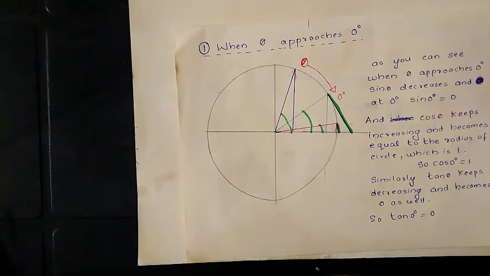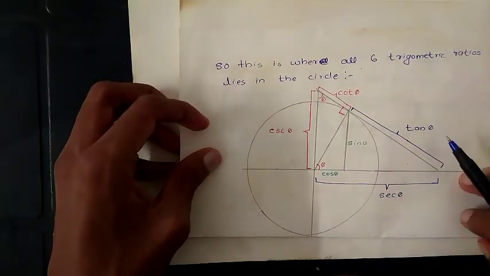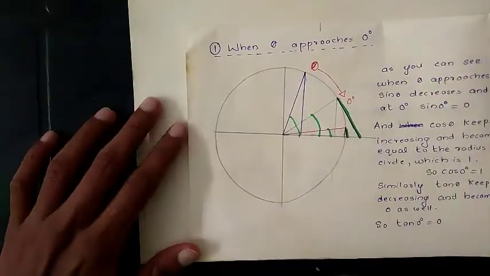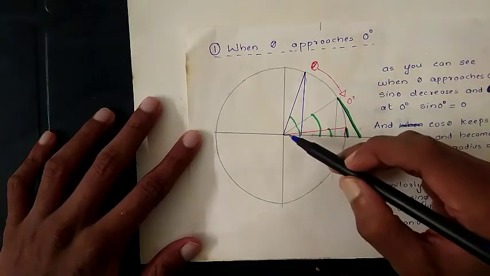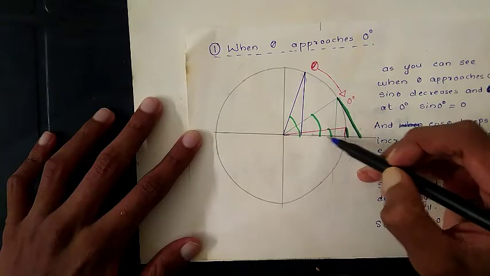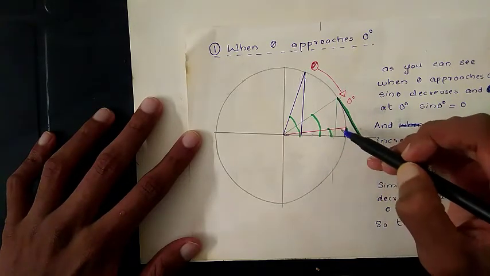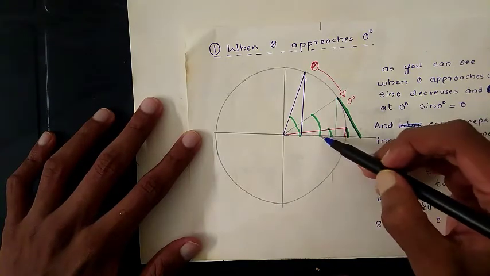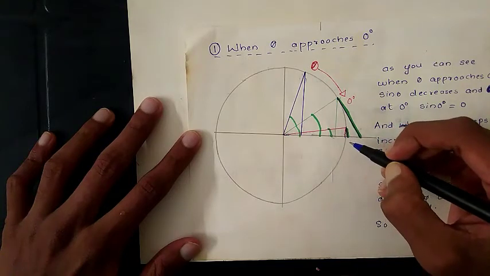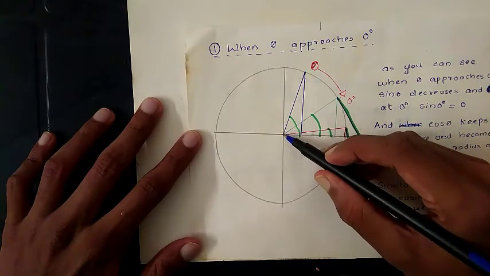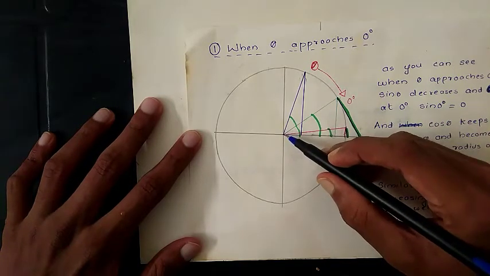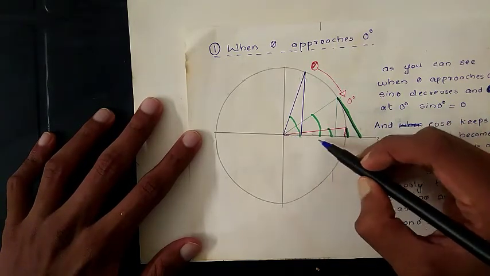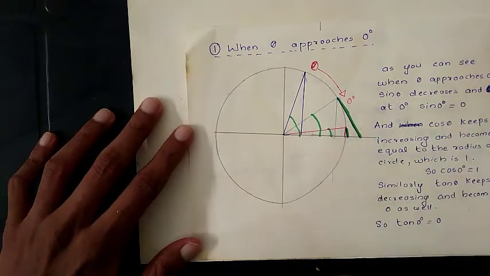Now let's see what will happen to cos theta. We know that cos theta is the base length of the right angle triangle. As theta approaches 0 degrees, we can see that the base length keeps on increasing. When theta is 0 degrees, the hypotenuse aligns itself with the x-axis. Then we say that cos 0 degrees is 1. This is the unit circle, so cos 0 degrees will be 1.